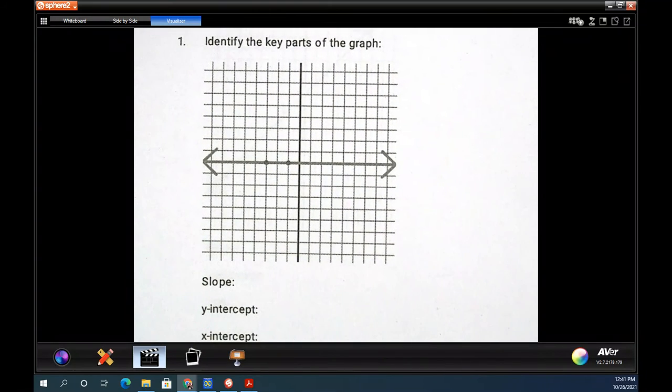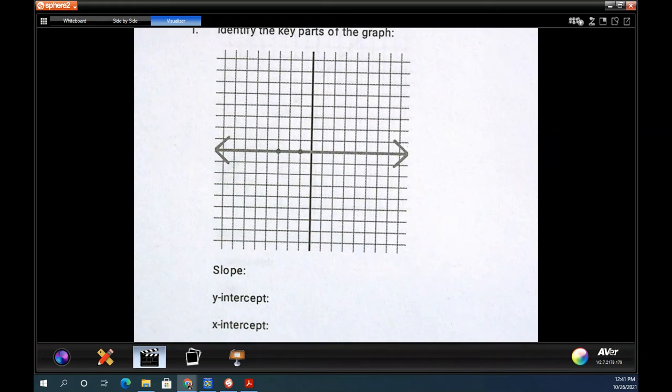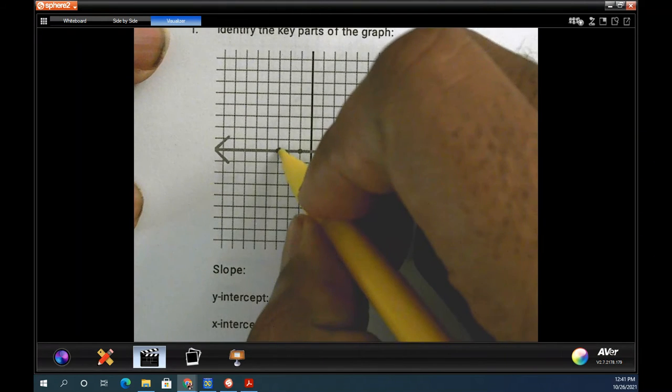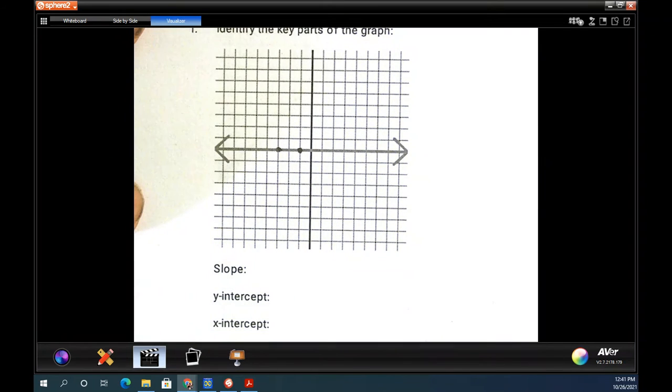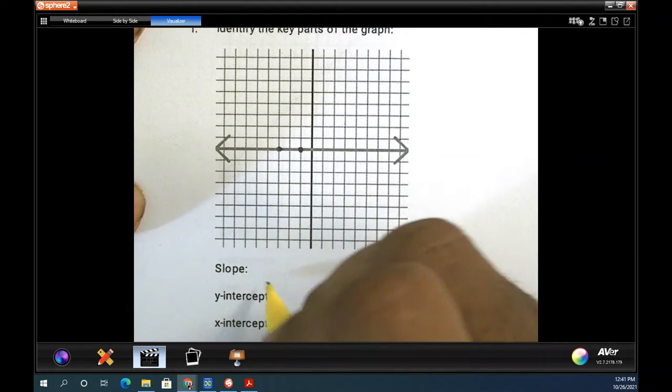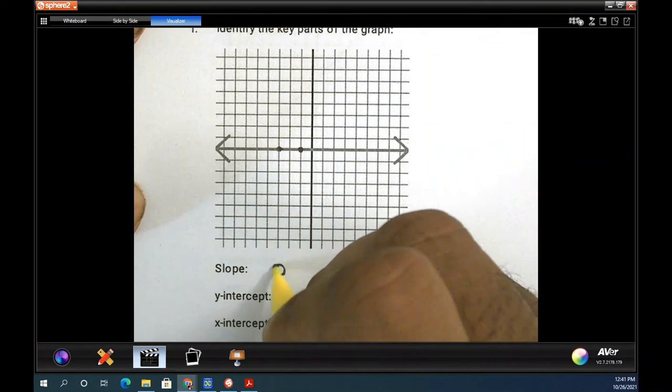This says identify the key parts of the graph. Here's the deal. Even though they give you the dots are here and here, no big deal. What's the slope of any horizontal line? What's the slope? 0. So you would just write 0.